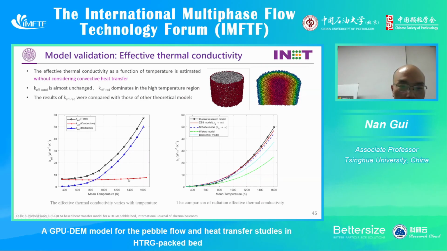We find in the packed beds, the particle conduction has a very low conductivity. It's below 10 watt per meter per K. But when the temperature reaches over 1000 K, the effective conductivity of radiation may go up fast, and it may be the main issue for particle heat conduction. And we also compare our results with existing empirical correlations. These correlations are mostly based on experimental data. We find the DBS model is best.